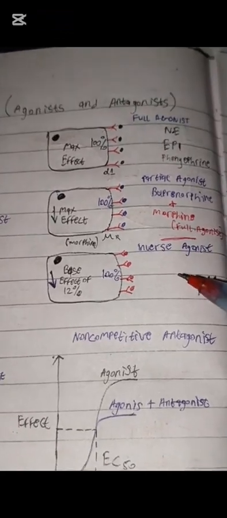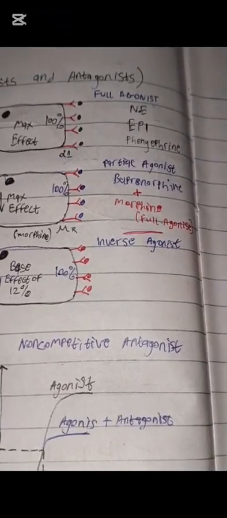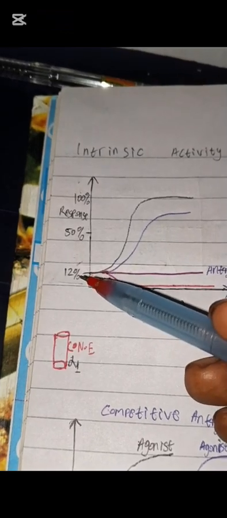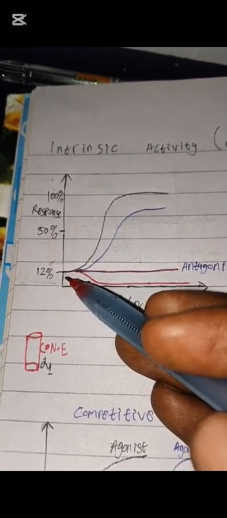Now let's look at inverse agonists. To look at inverse agonists, let's go back here again. Now we can see this graph, it started from 12%, 50%, and 100%. The reason for 12% is because the average baseline activity of receptors is around 12%. This is the receptor baseline activity, 12%.